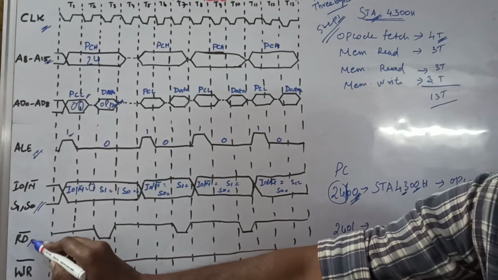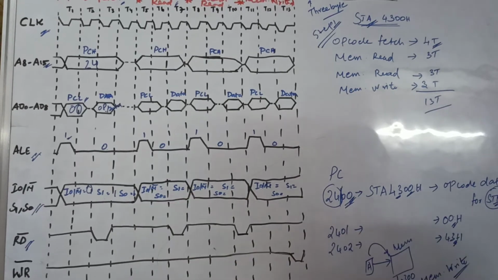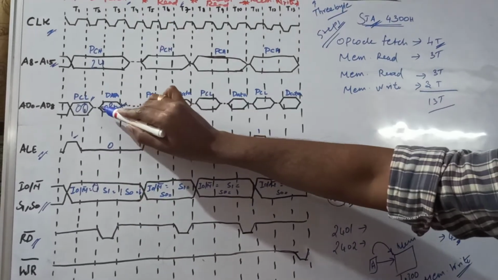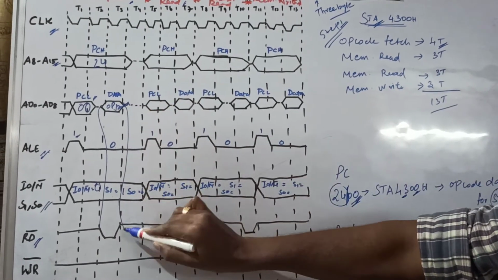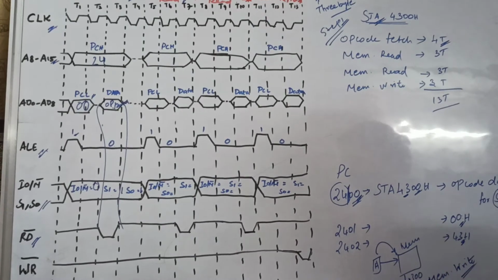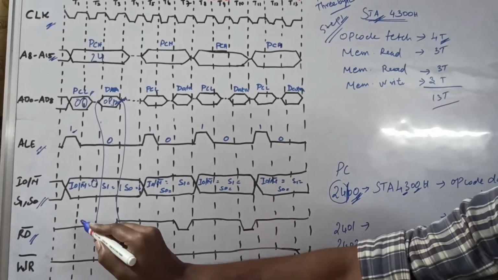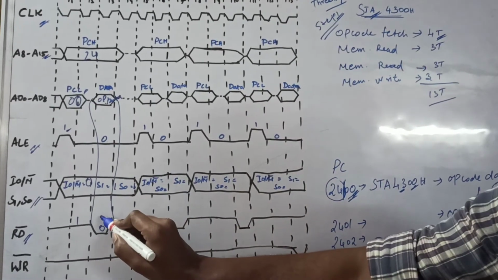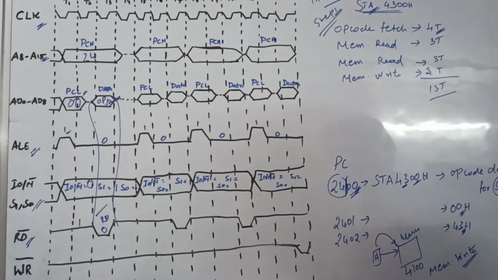The next signal is RD bar. RD bar means read the data. So reading the data happens in T3. In the time cycle T3 only you can read the opcode data. In this particular time only the read signal goes to 0. For the rest of the time it goes to a high value. So 0 means RD bar is an active low signal.